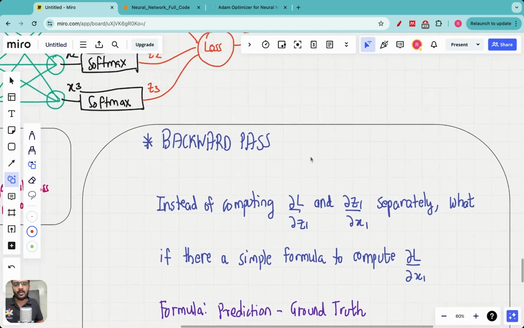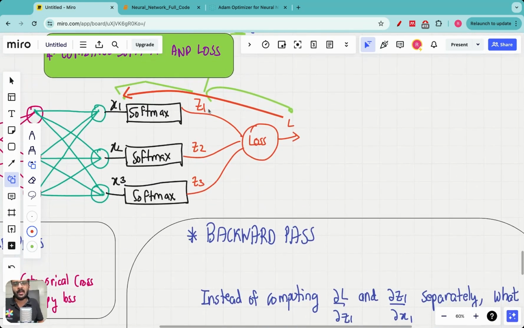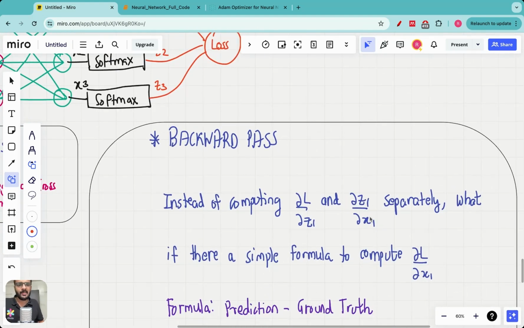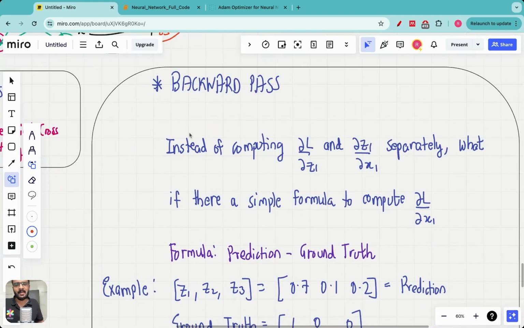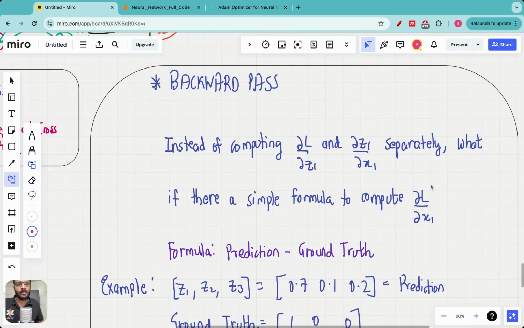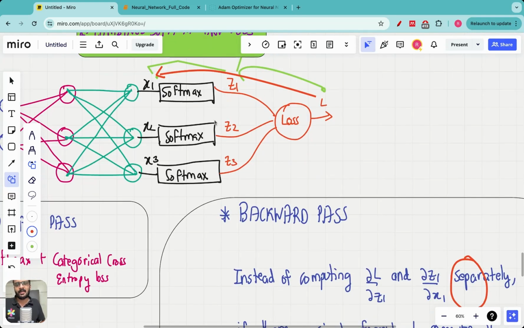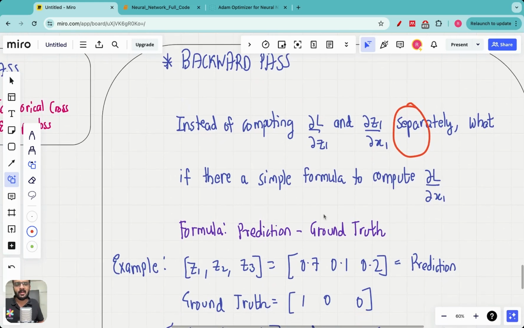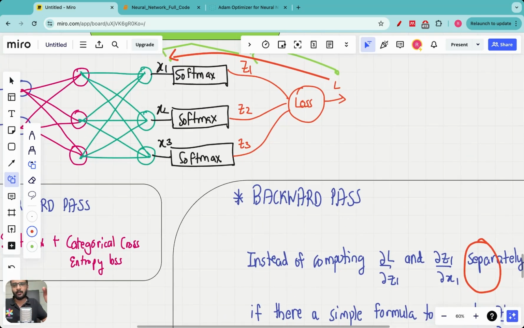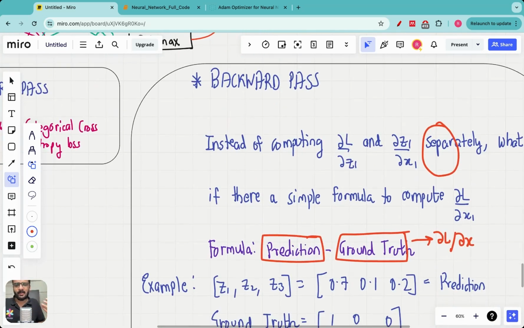So instead of computing the partial derivative of L with respect to Z1 and the partial derivative of Z1 with respect to X1 separately, what if there is a simple formula to find the partial derivative of L with respect to X1? And it turns out that there is a very simple formula, and that simple formula just turns out to be the prediction minus the ground truth. And this is the partial derivative of L with respect to X1, or the partial derivative of L with respect to the inputs to the softmax. Let me explain what this means.